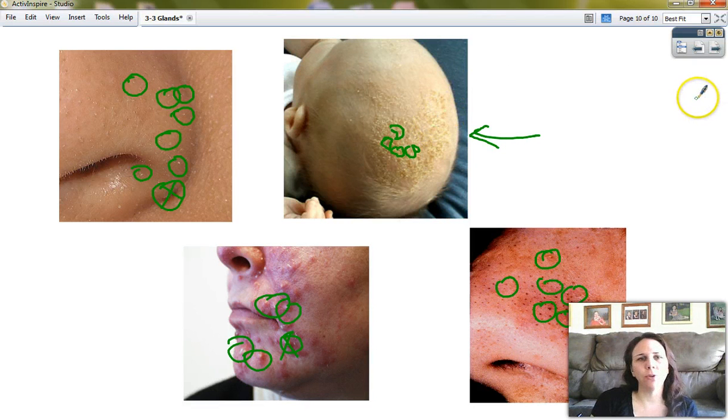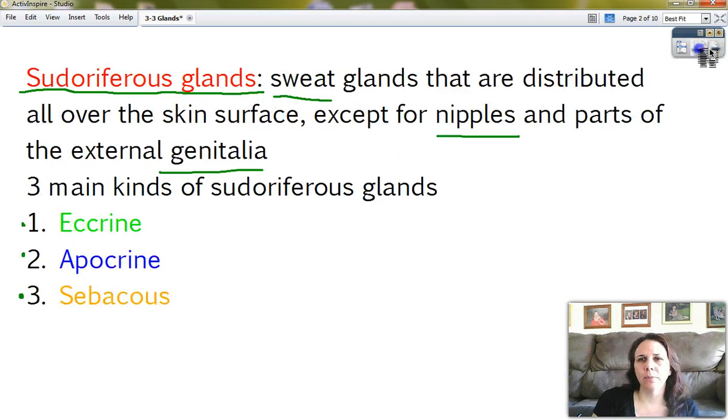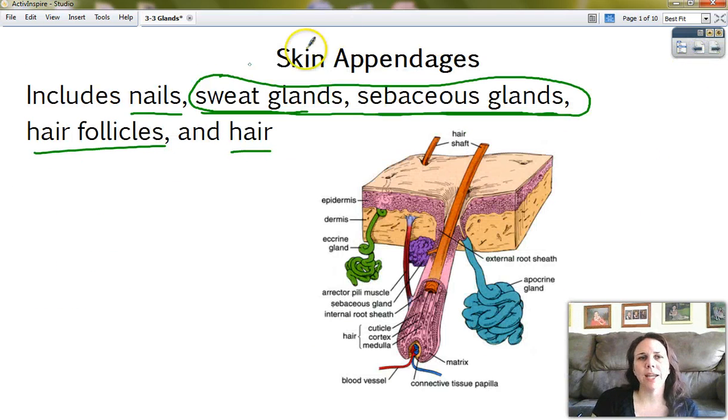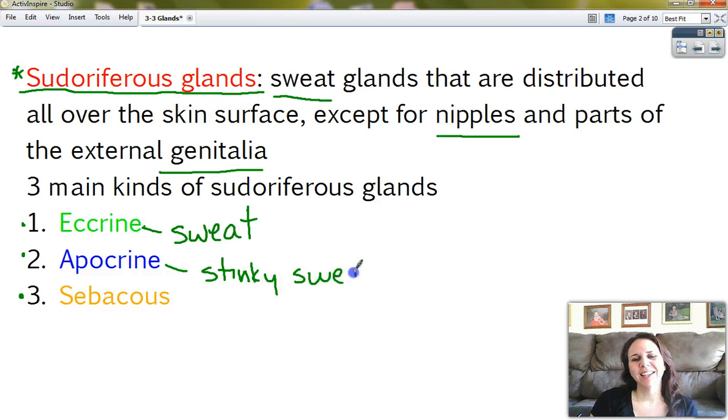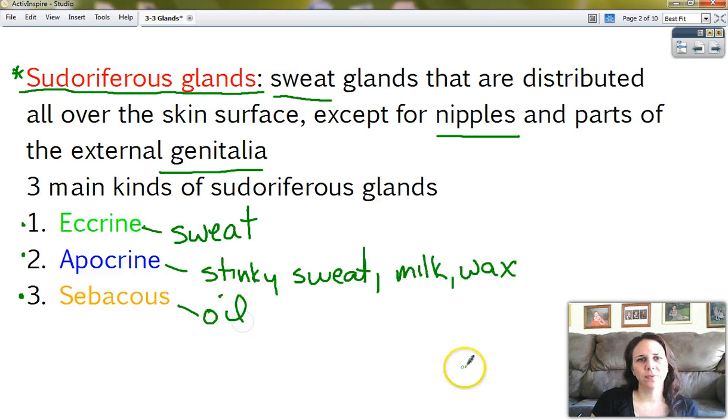All right, that's it for today. There's your nasty oil glands. So let's kind of take a look back at what we need to know. So today, just these two guys. We'll learn nails, hair follicles, and hair later. So for today, we learned sudoriferous glands. There are 3 kinds. Eccrine, or your plain old regular sweat. These guys, stinky sweat, milk, and wax. And these guys, oil. Okay?